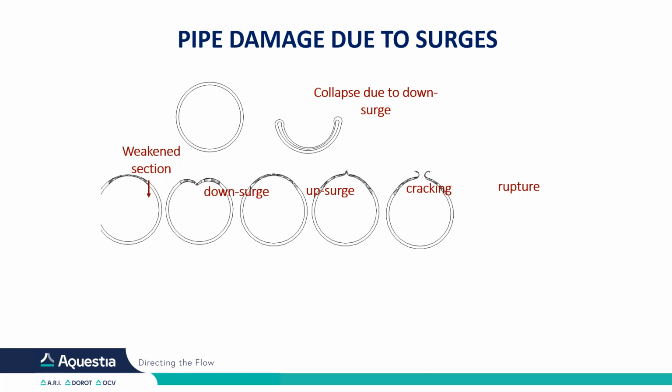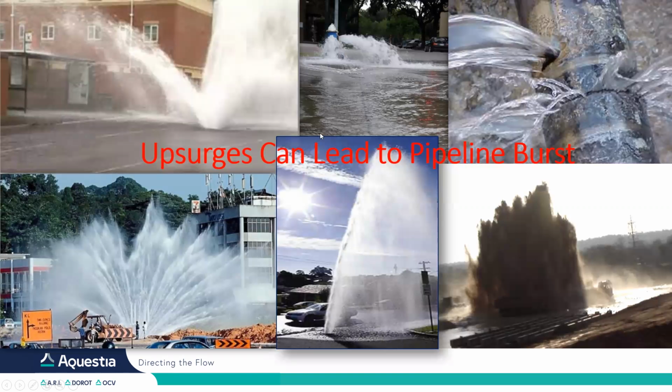It's not even a leakage. Okay, when you have a big rupture, that's already water loss. Those cracks that you have in the system will create those hidden losses, that small leakage that you have in your system. Okay, and the surges also can create a collapse of the pipeline. So you can see those upsurges that can lead to pipeline burst. You see lots of photos, lots of video of pipe burst, as you can see.